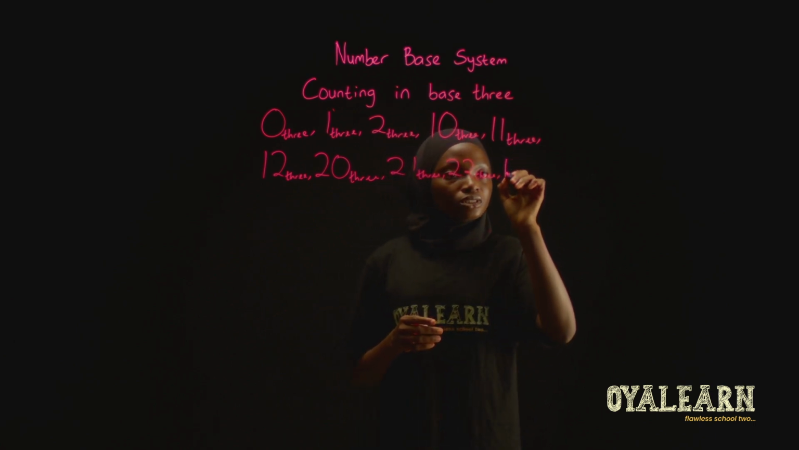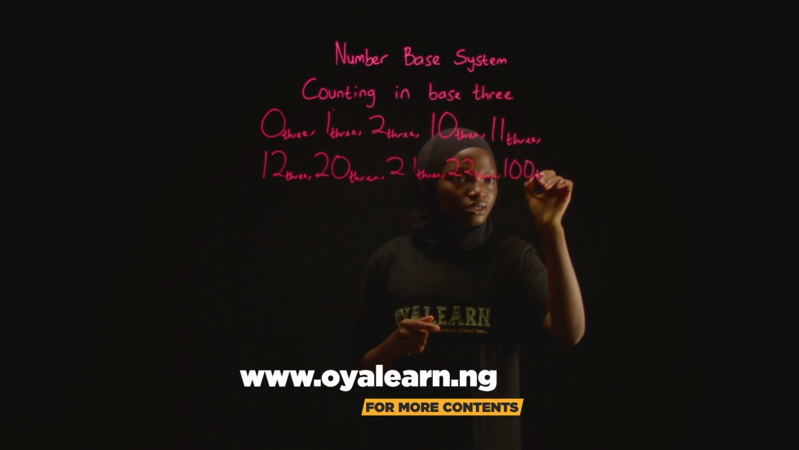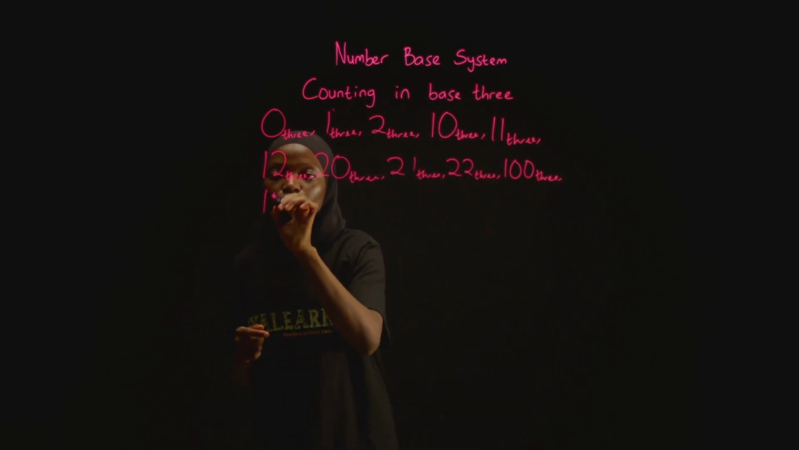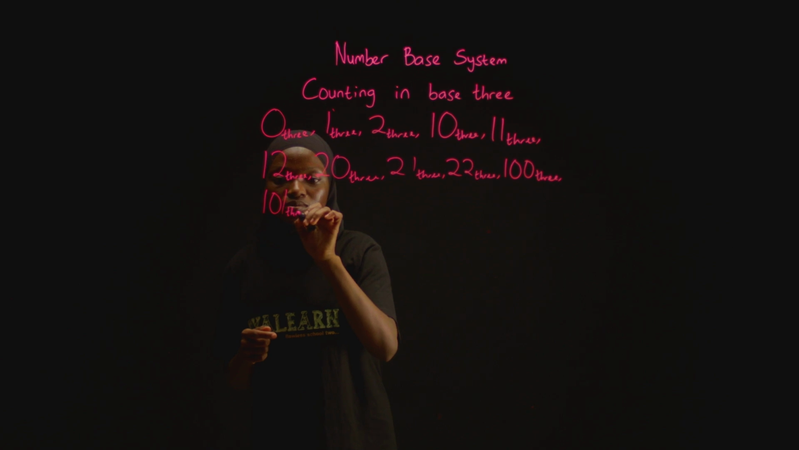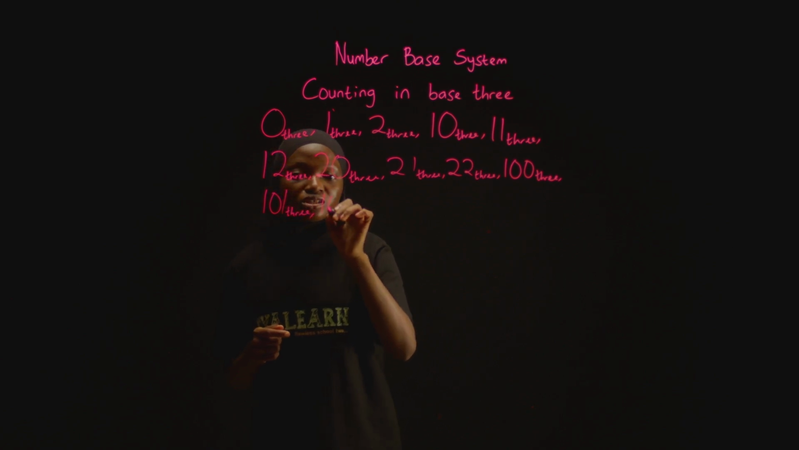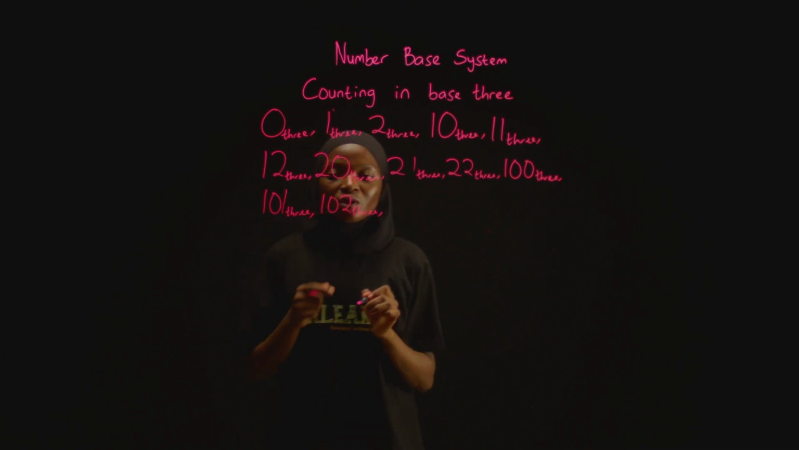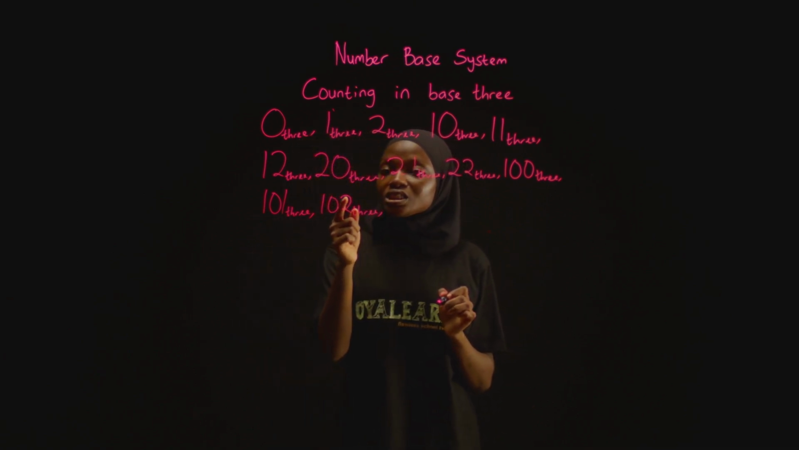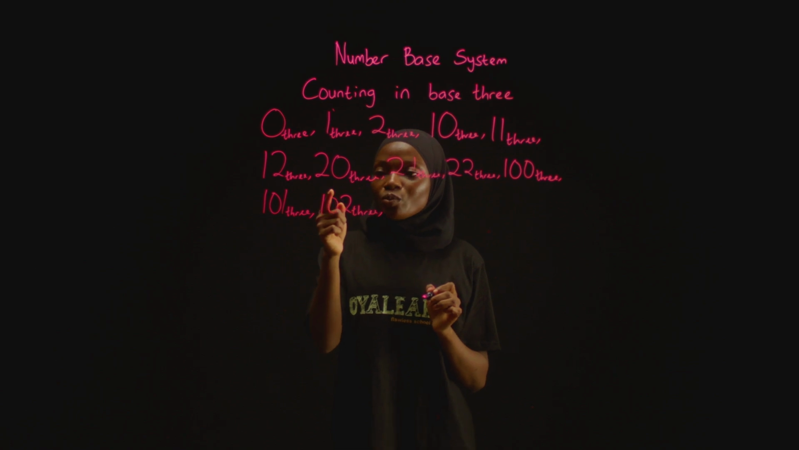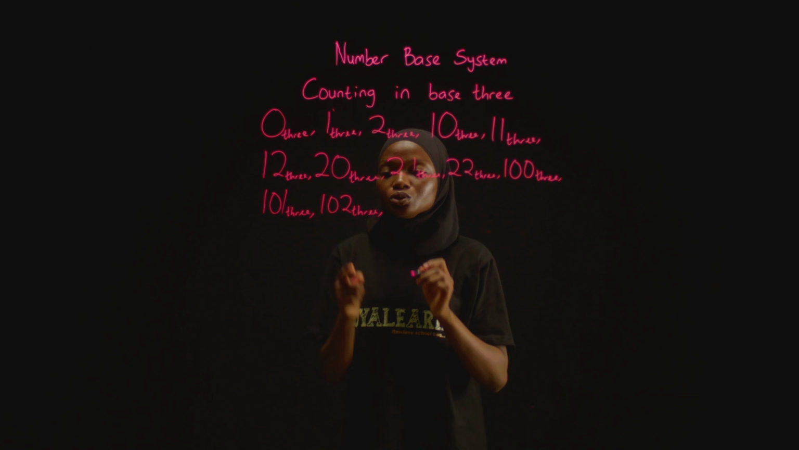We start with 1 0 0, base 3. Move on to 1 0 1, base 3. 1 0 2, base 3. Now here we've exhausted all the digits for the last digit. We go back to the second digit and we start making the same procedure.